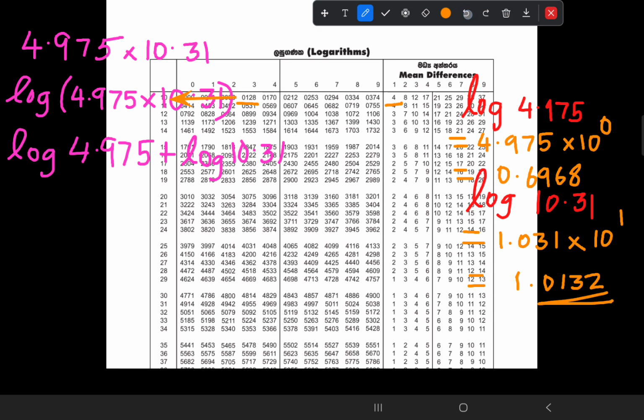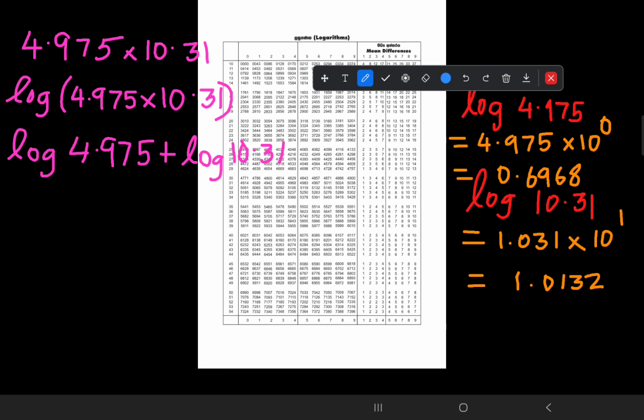That is the value. By using the logarithmic table, we found the desired answers. Then we will substitute them in our actual question now. Let's substitute the answers which we found until now. So it is 0.6968 plus 1.0132.